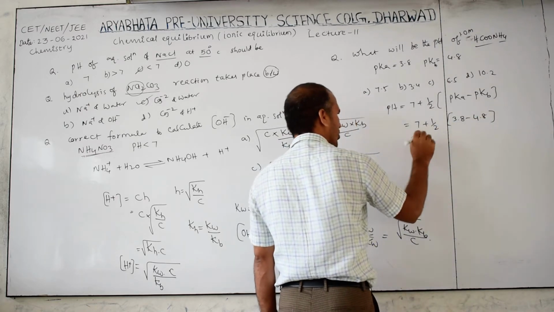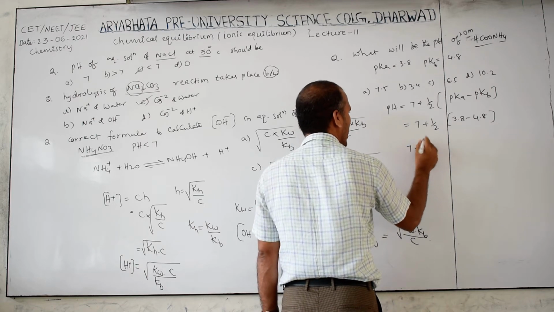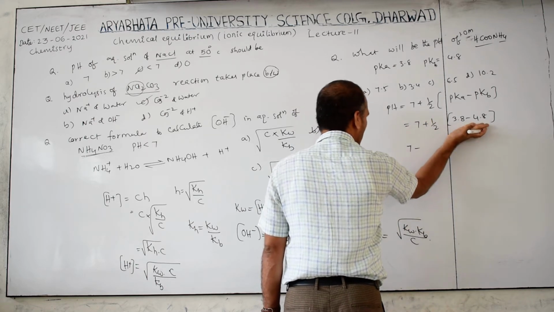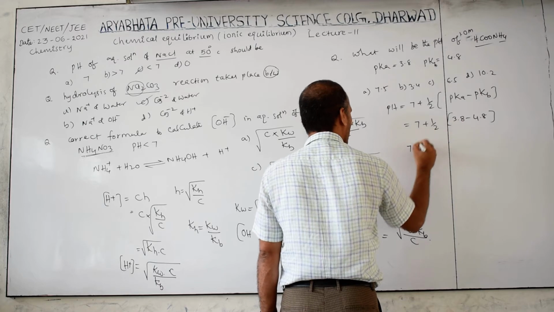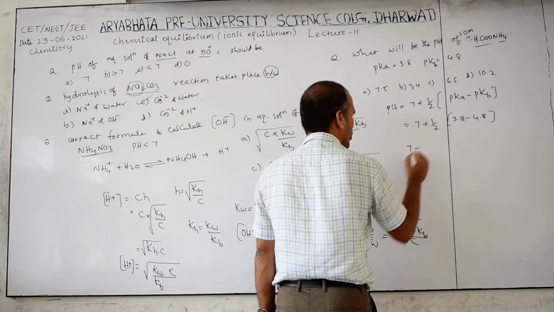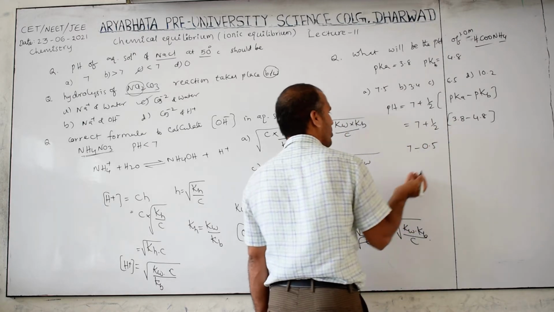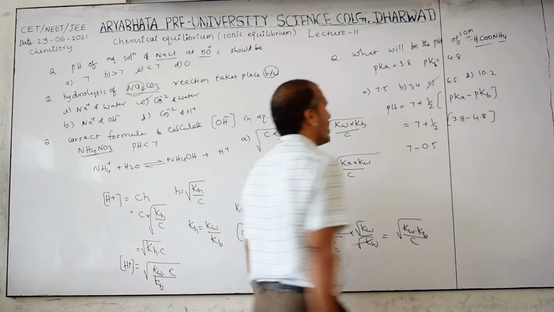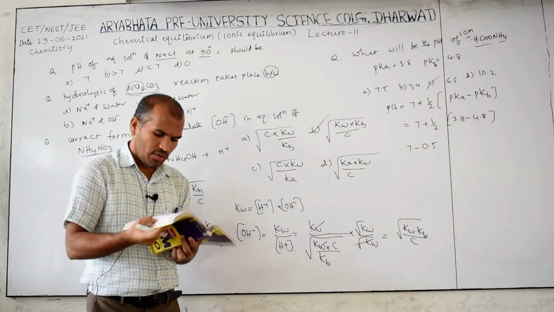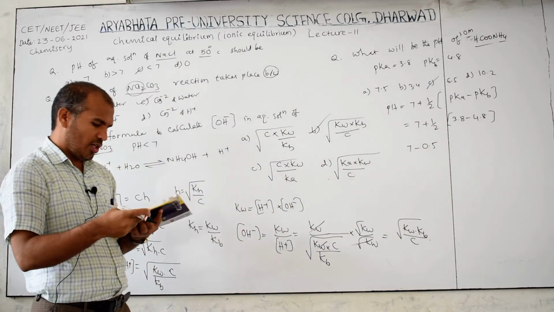Therefore, minus 1 times 1 by 2. Then 7 minus this value. This is lower, smaller, so the total is minus 1 by 2, which means 0.5. Therefore, 7 minus 0.5 is 6.5. This is how the answer will come. You have to remember those formulas.